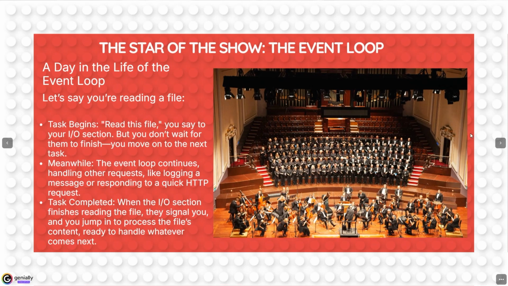Let's say you are reading a file. Task begins. Read this file, you say to your IO section. But you don't wait for them to finish. You move on to the next task. Meanwhile, the event loop continues handling other requests like logging a message or responding to a quick HTTP request. Next, task completed. When the IO section finishes reading the file, they signal you and you jump in to process the file's content, ready to handle whatever comes next.